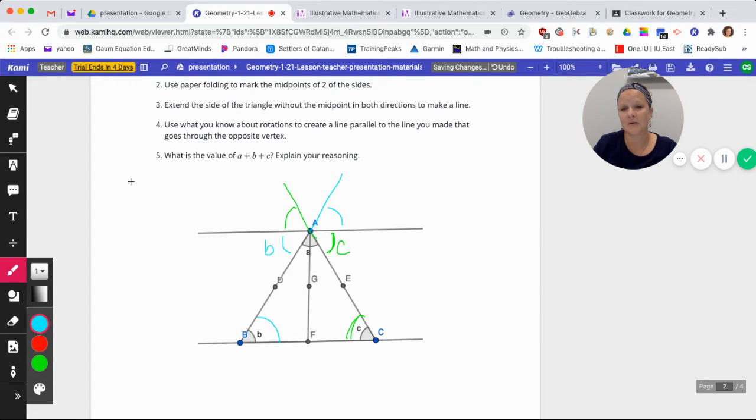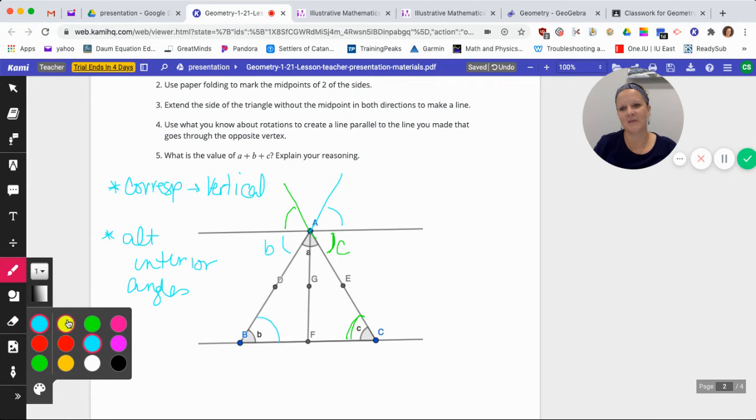So I used corresponding, then vertical. What else could I have done? I hope you said alternate interior, because that would have been easier. I know that B and B are alternate interior angles because they're on the inside of those parallel lines, and C are alternate interior angles.